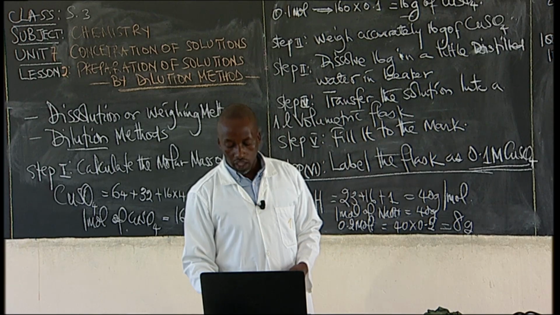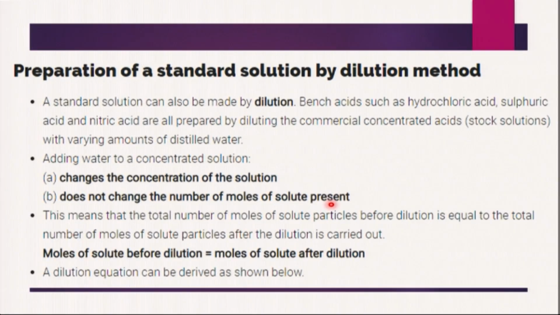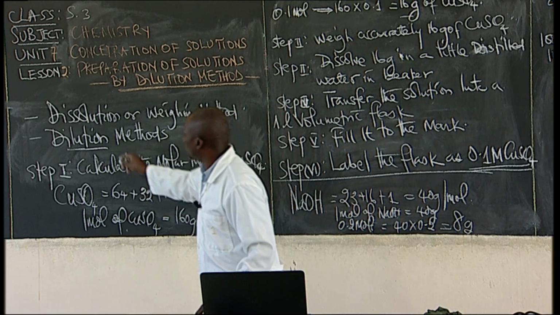So let's continue and look at the dilution method. With the dilution method, you have solutions that we receive in the laboratory, on the commercial market. They are usually sold at high concentrations, which are known. In most cases, we don't use those concentrations because they are very high. So we usually dilute them to the laboratory concentrations that we may need. That is what we call the dilution method.